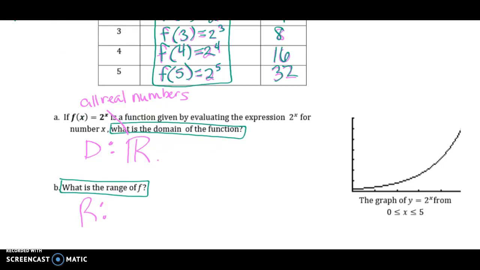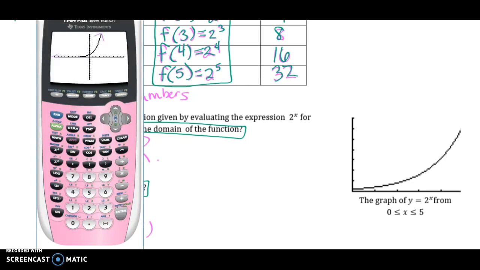I don't have to add anything else. It's just all real numbers. I can plug anything in. But for the range, when we go back to look, I start with all real numbers, and then I put the comma to show "such that." So this is all real numbers such that, and now I need to identify that restriction.